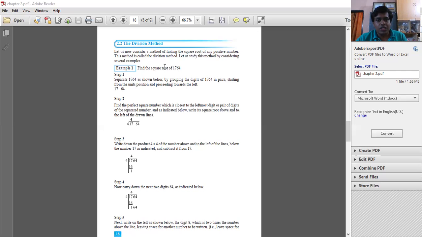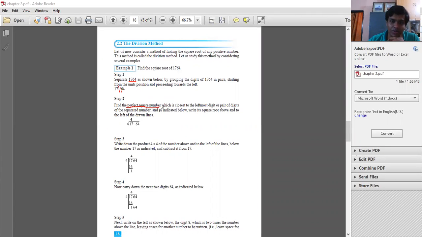Separate 1764 as shown below by grouping the digits in pairs starting from the unit's position and proceeding towards the left. What they have done in step 1 is take the number 1764 and divide it like this. Divided means not the real division, but just taken apart: 17 as one group and 64 as another. Step 2 says find the perfect square number which is closest to the leftmost digit or pair of digits of the separated number, and write its square root above and to the left of the drawn lines.